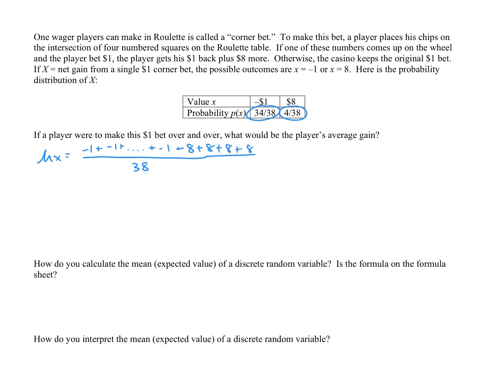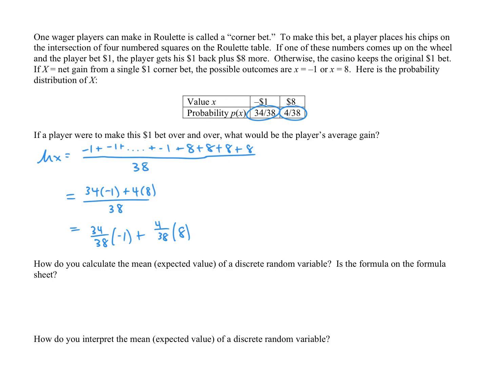This is what is to be expected. Not what happens, but what is to be expected. So writing that a little more efficiently, that -1 happens 34 times, and that 8 happens 4 times. A way to write this more efficiently, this is 34 out of 38 multiplied by -1, and 4 out of 38 multiplied by 8.